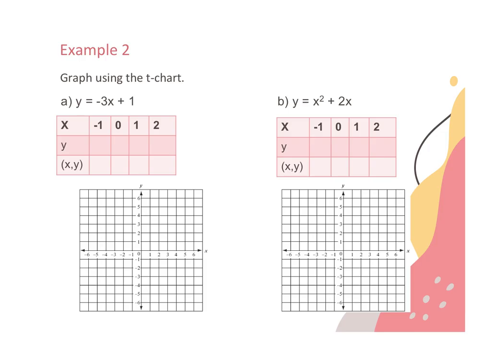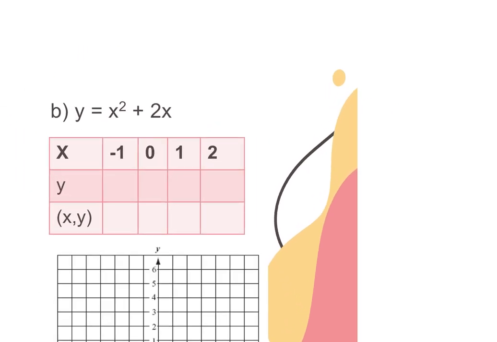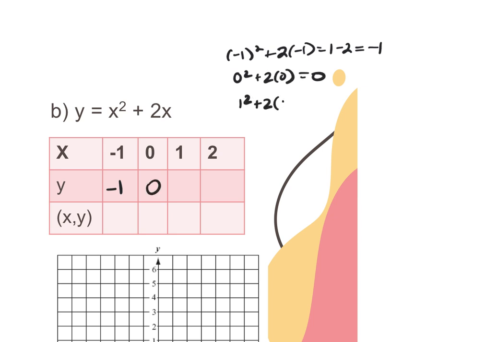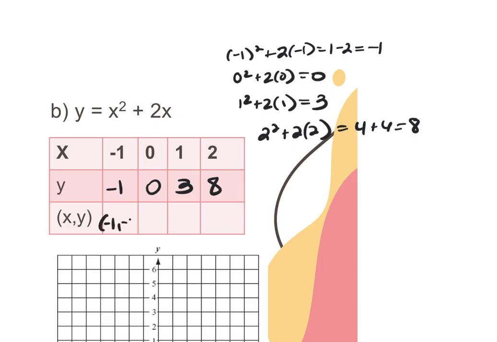So I'm going to hope we could graph the line. That is A. Is that a consensus? Yes, we would be able to plot that. Yes, so I'm going to go to B, okay? When given the t-chart, simply plug them in. So I'm going to do negative 1 squared plus 2 times negative 1. 1 minus 2, which is negative 1. 0 squared plus 2 times 0, and I get 0. 1 squared plus 2 times 1, and I get 3. 2 squared plus 2 times 2, and I get 4 plus 4, or 8. And then that bottom row is simply just making the coordinate from them.